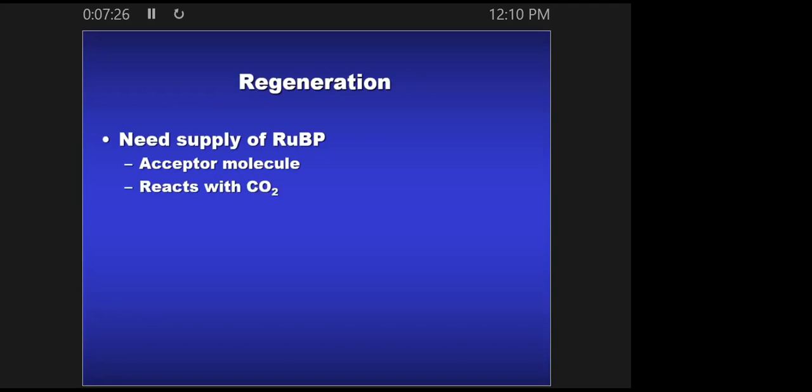Now, on the pie chart, the regeneration is the last step. First you have carboxylation, then you have reduction, now we're into regeneration. It's the third phase of that pie chart. There's actually a lot of reactions that are going on during this phase. So I'm going to tell you what you need to know in detail and what you can just gloss over.